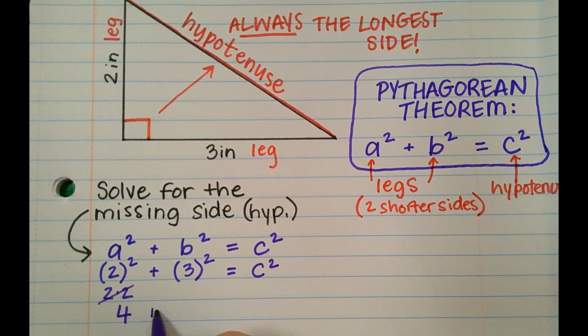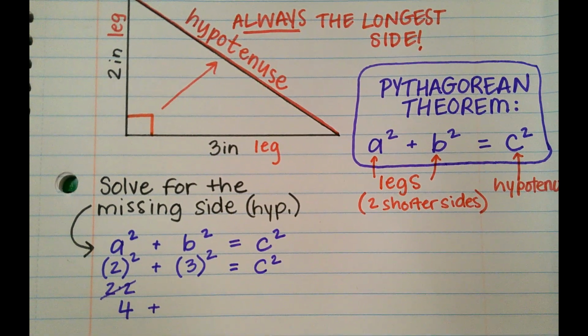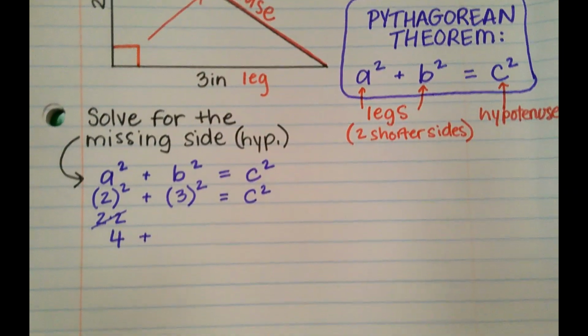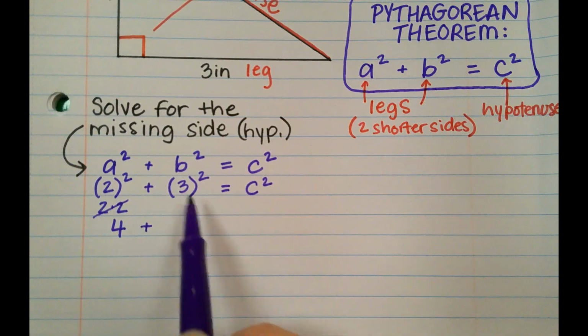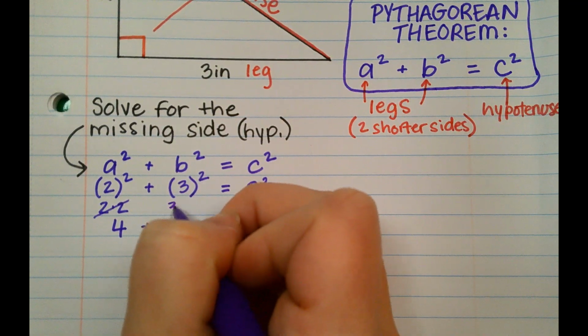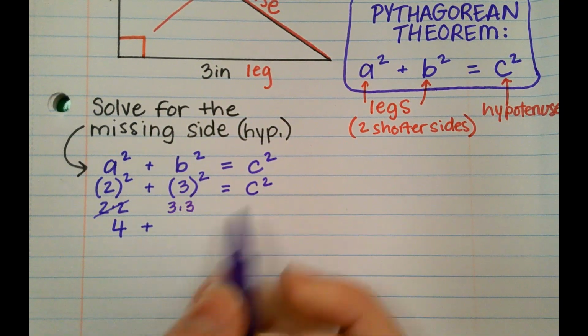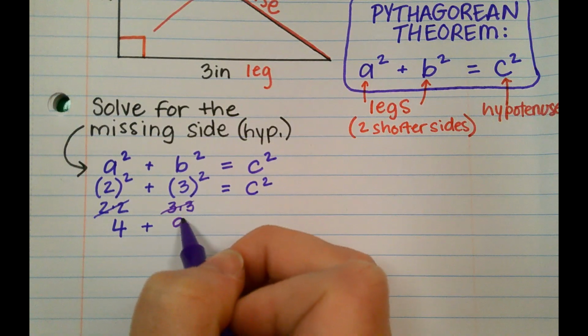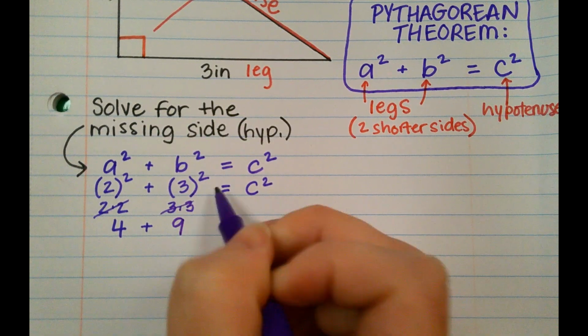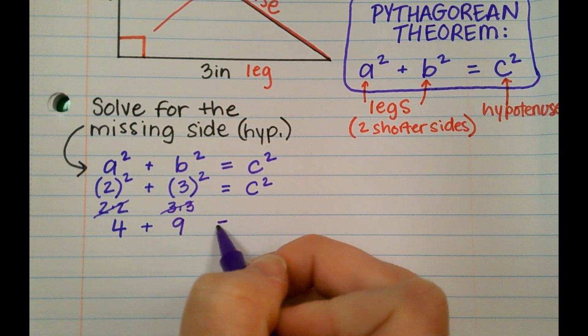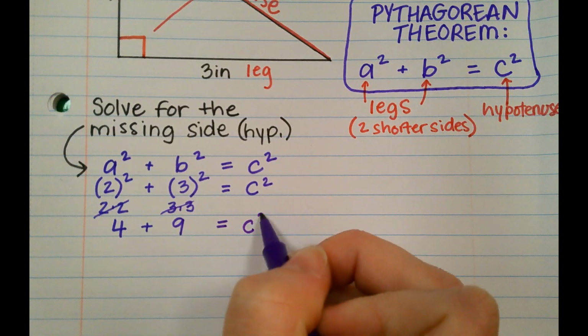Write down my plus. And what does 3 squared mean? 3 times 3, it's 3 times itself. So it'd be 3 times 3, which is 9. And then I just bring everything down. Equals C squared.